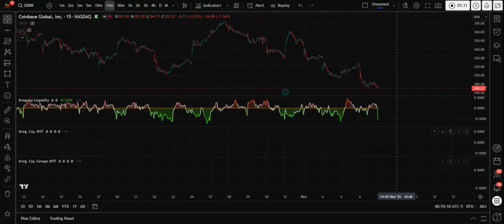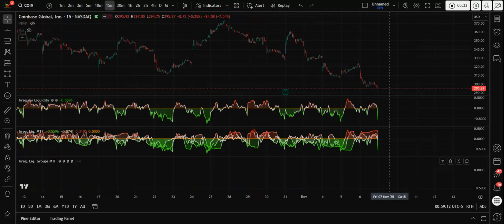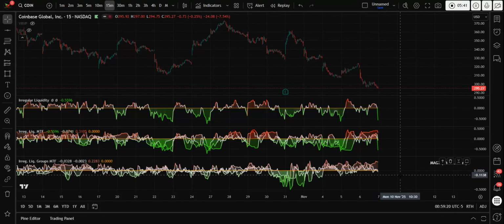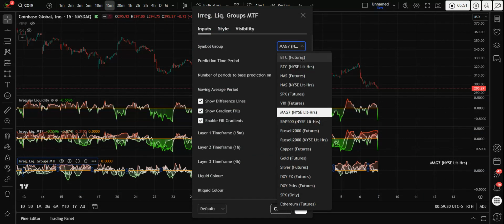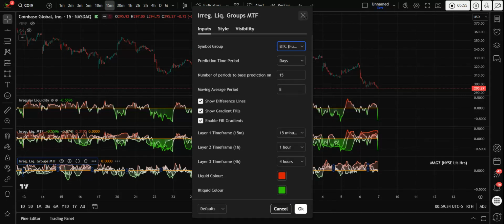If you close down, this will take a couple of hours, but it'll be open. It'll be running before open Friday this morning. If you close down your TradingView and reopen, you'll have the full suite of this edition of the irregular liquidity groups, and it's very helpful for when you're trading Bitcoin or something like that.